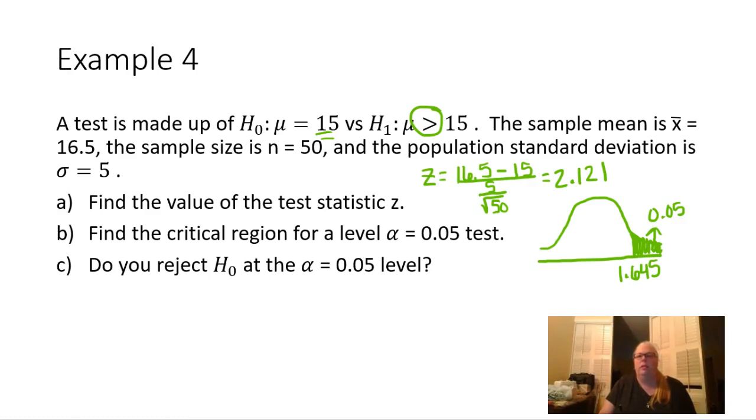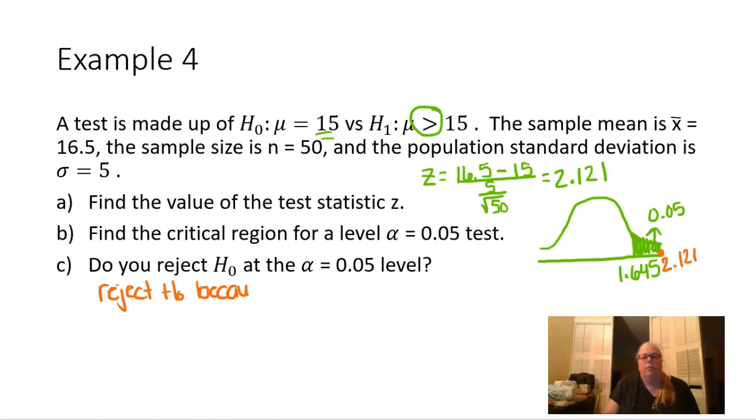And now we have to decide if we're going to reject the null hypothesis or not at the 0.05 level. Well, let's look at our test statistic. Where is 2.121 located? Is it over here in the green area because it's more than 1.645? Or is it back here in the white area because it's less than 1.645? Our Z statistic is going to be over here in the green shaded area because it is more than 1.645. And remember, when our Z statistic falls in our shaded area, that's when we're going to reject the null hypothesis.